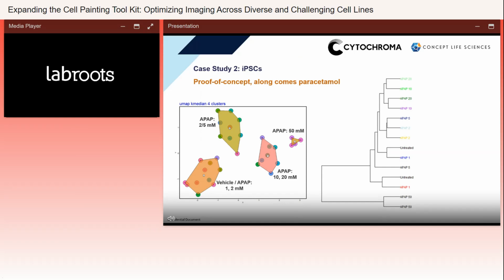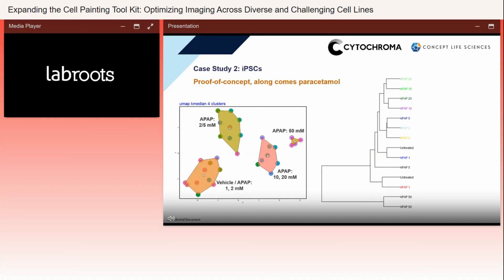The team at Cytochroma wanted to investigate their iPSC-derived hepatocytes and settled upon paracetamol as a perfect tool compound to assess if the cell painting protocol was fit for purpose. Now, paracetamol is incredibly well characterized, with high doses resulting in an overwhelming of the detoxification pathway through the liver, leading to the formation of a highly reactive intermediate compound that can cause severe hepatotoxicity.